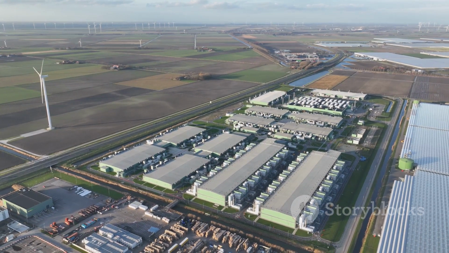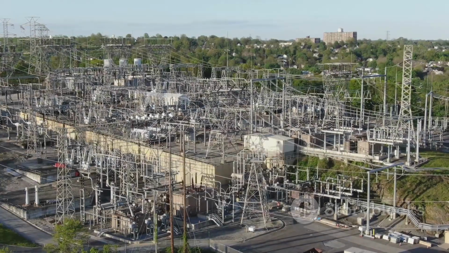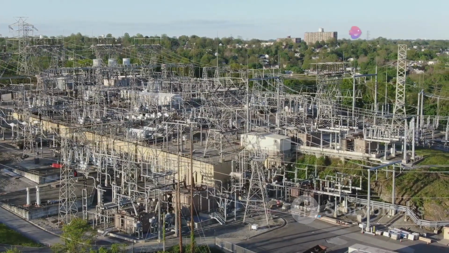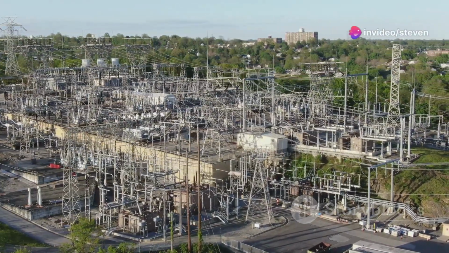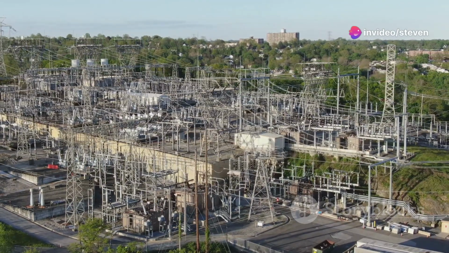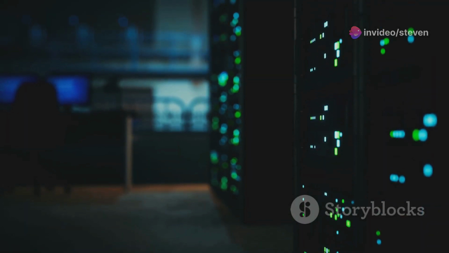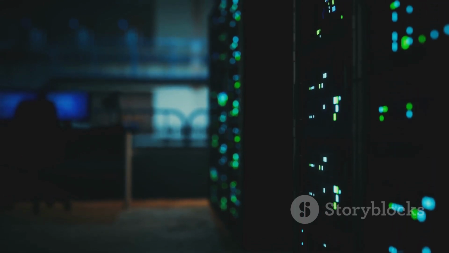In 2023, data centers worldwide consumed an estimated 200 to 300 terawatt hours of electricity, roughly equivalent to the total electricity consumption of a country like Italy. This figure is projected to grow significantly in the coming years as AI adoption continues to accelerate.